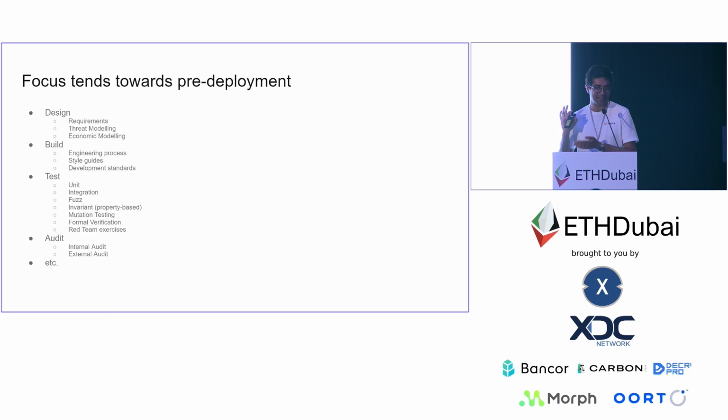So today, the name of the talk is best practices to deploy safely on chain. But actually, for me, it's more about best practices for on-chain ops. So what do I mean by on-chain ops?